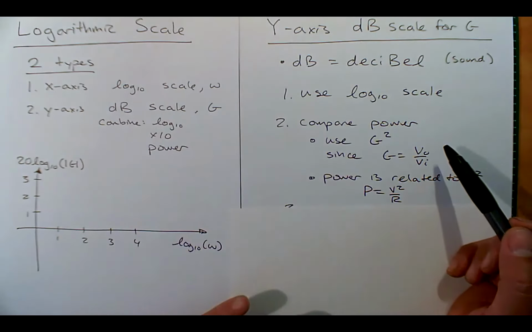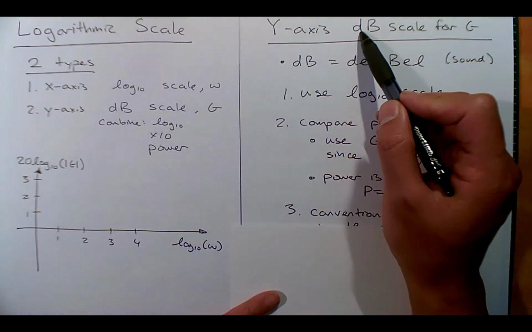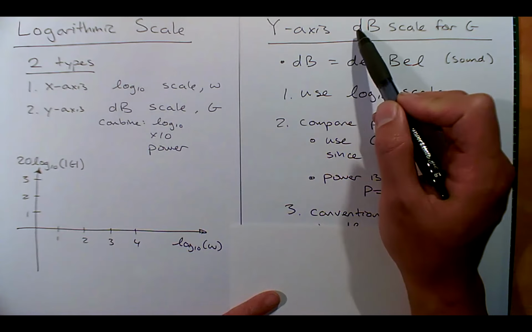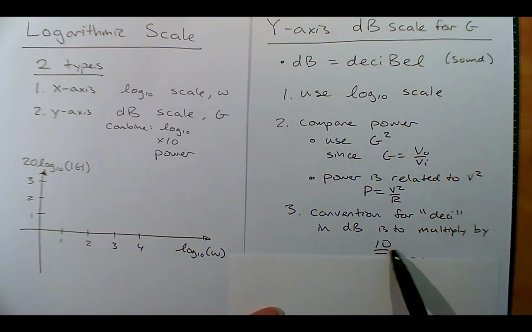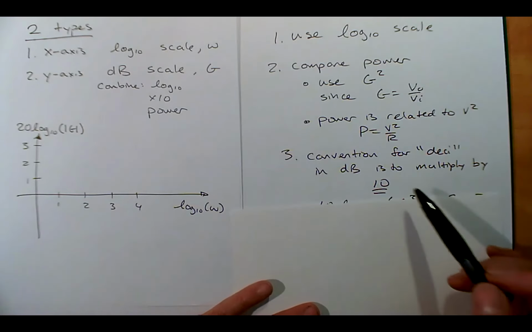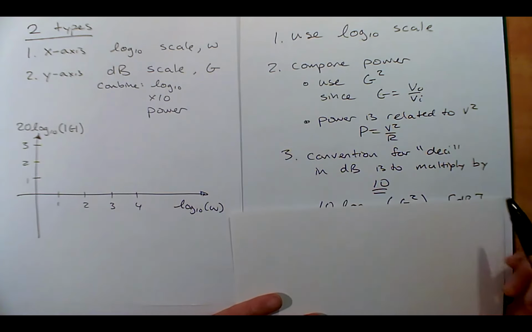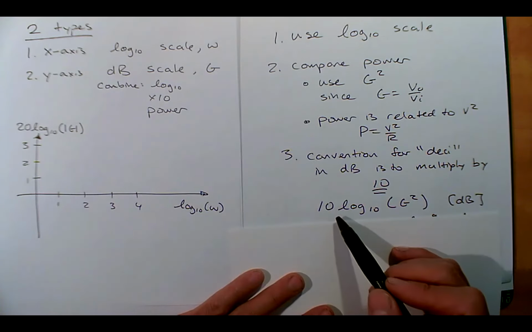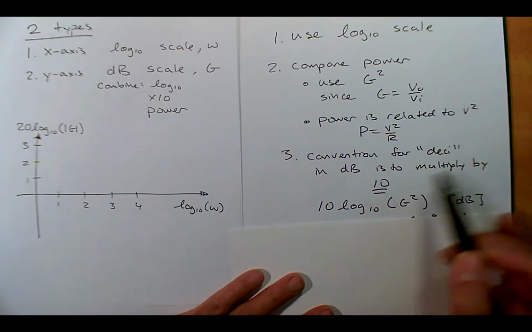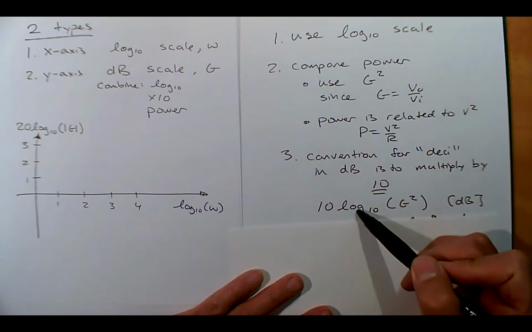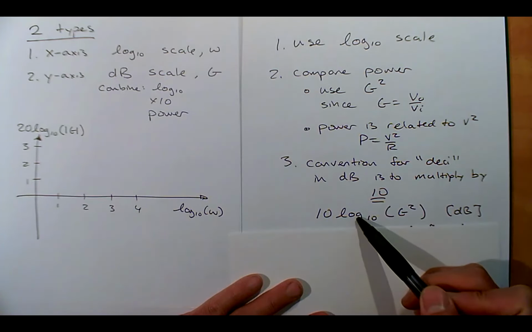That's important, right? And the third thing is just the convention for deci. When you see the D for deci, instead of the bel scale, it's the decibel scale. Well, the deci just means you multiply by 10. Okay, that's not so bad. And they had their reasons for multiplying by 10, just to scale everything nicely. And so what you have is this. Instead of log base 10 of G, you have 10 times log base 10 of G squared. G squared because of the power, log base 10 for the benefits of the logarithmic scale, and 10 just from the convention.